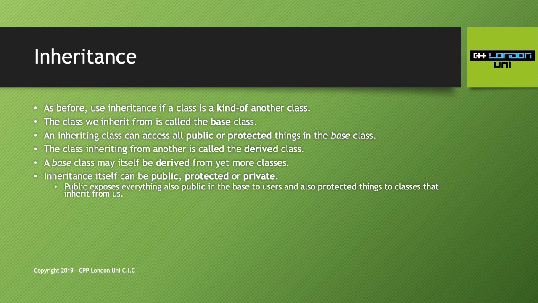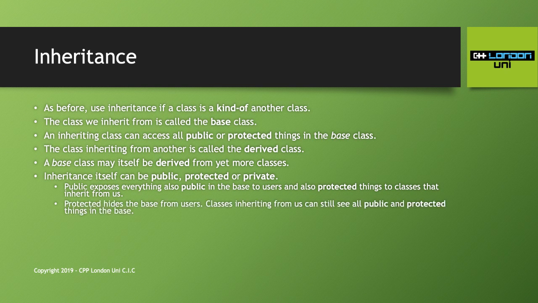So in that A, B, C concept, if B inherits from A and C inherits from B, so imagine you've got A at the bottom as the base and C as the most derived, then C will be able to see everything in A, if we use public all the way down, or protected.